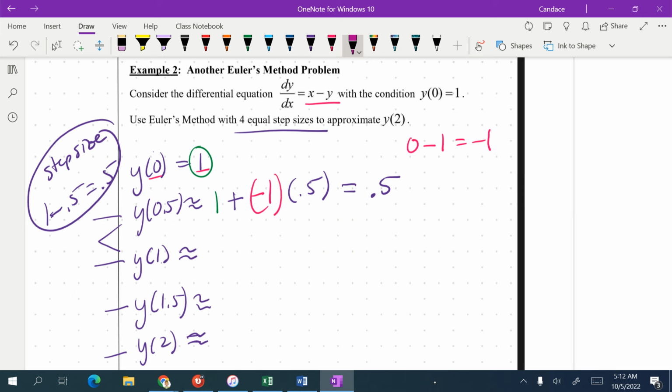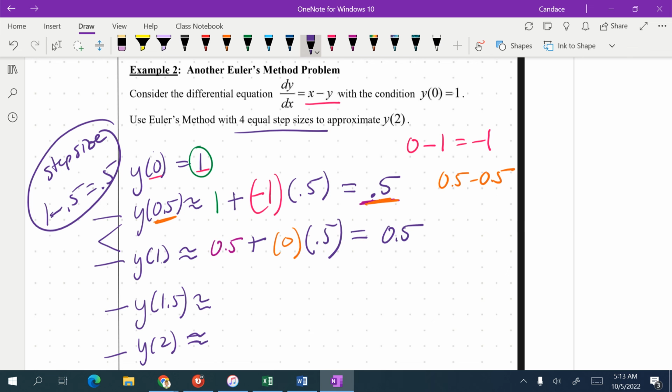Okay, now we're going to repeat the process. I take the previous y value, so 0.5. I add that to, I'm going to take, not that number, I keep underlining the wrong thing. This one and this one. So I have 0.5 minus 0.5. That's my derivative, or my slope, which is going to be 0. And then I'm going to multiply by 0.5. So 0 times 0.5 is 0, and then plus 0.5 would be 0.5.